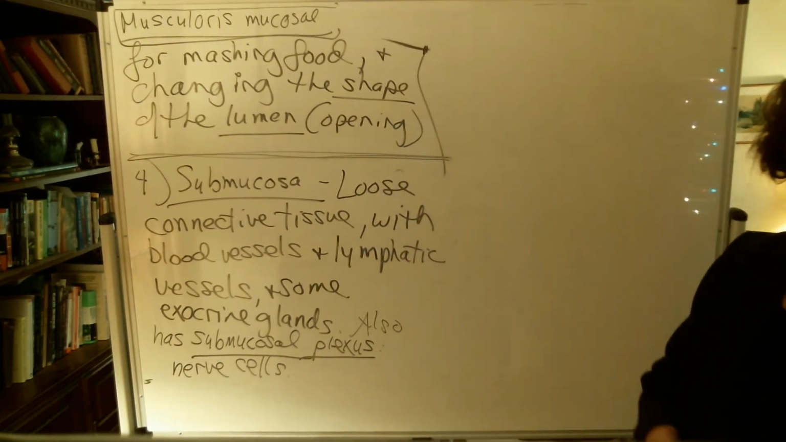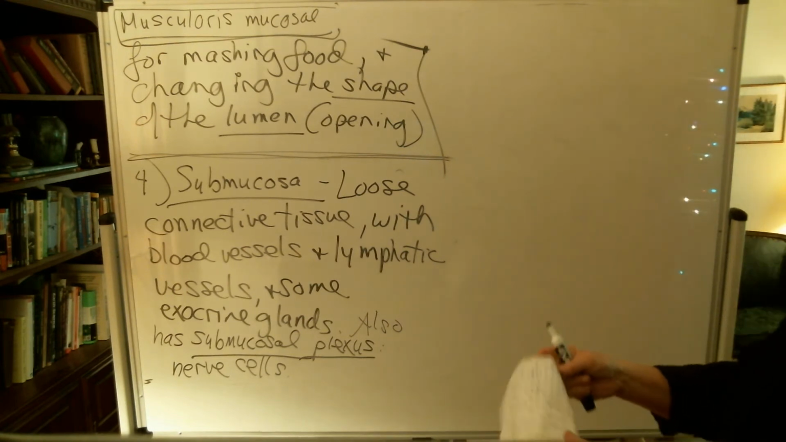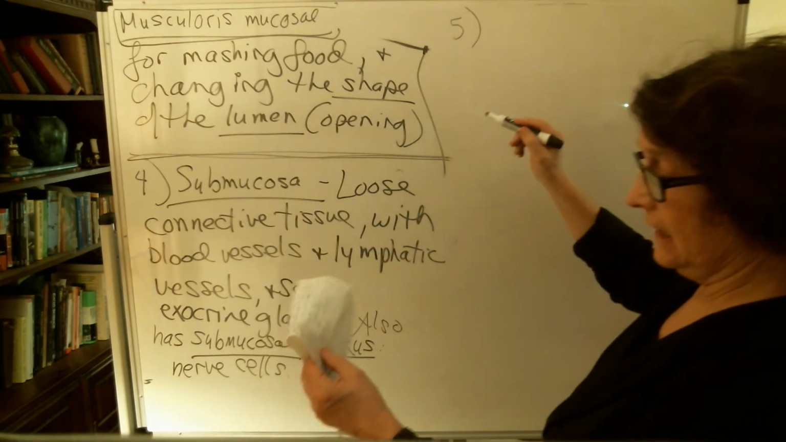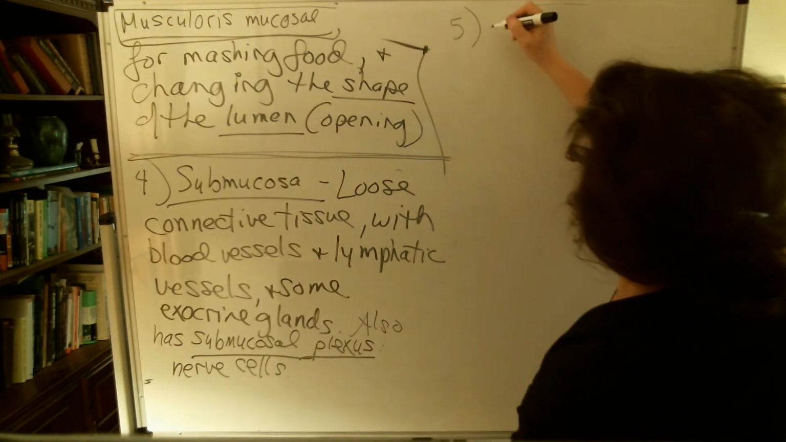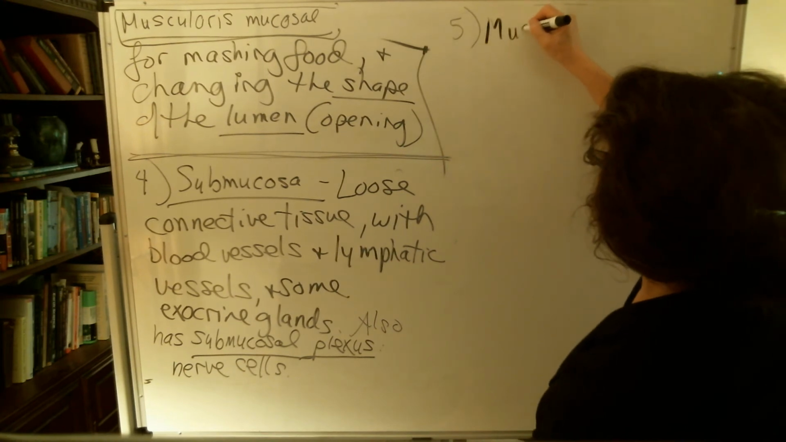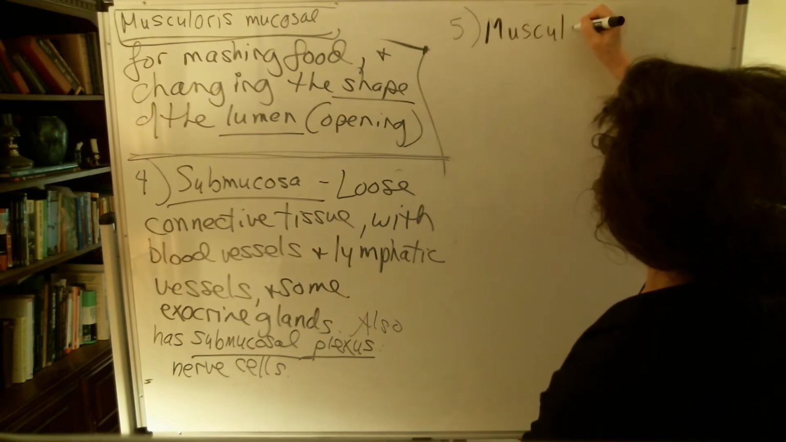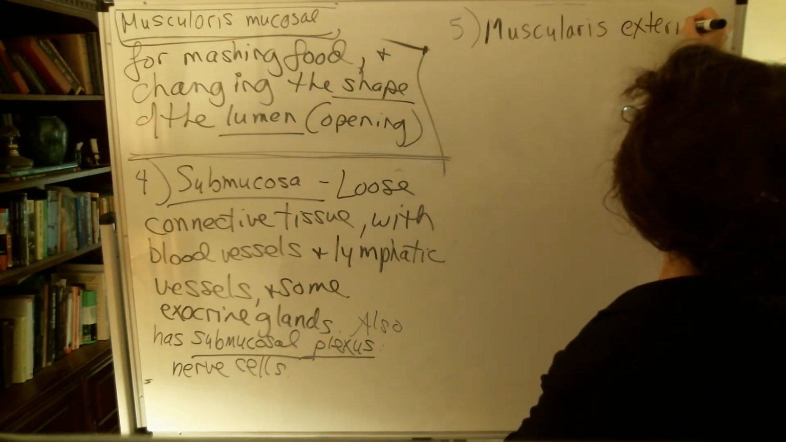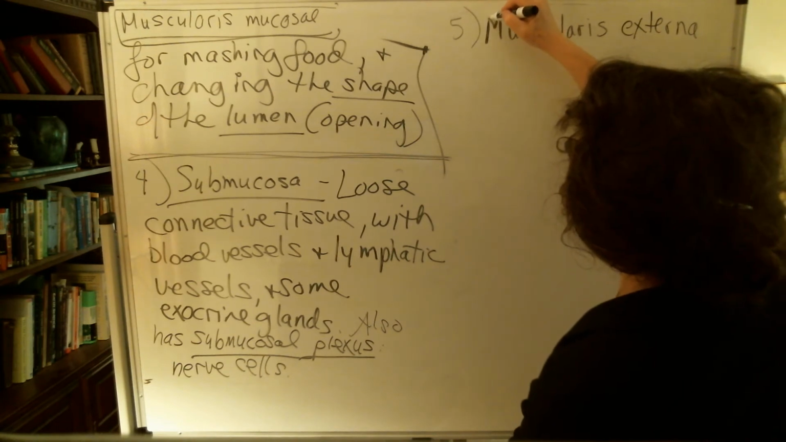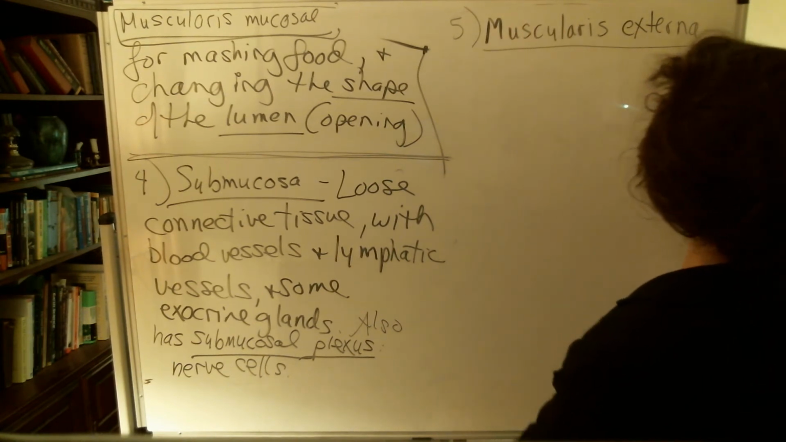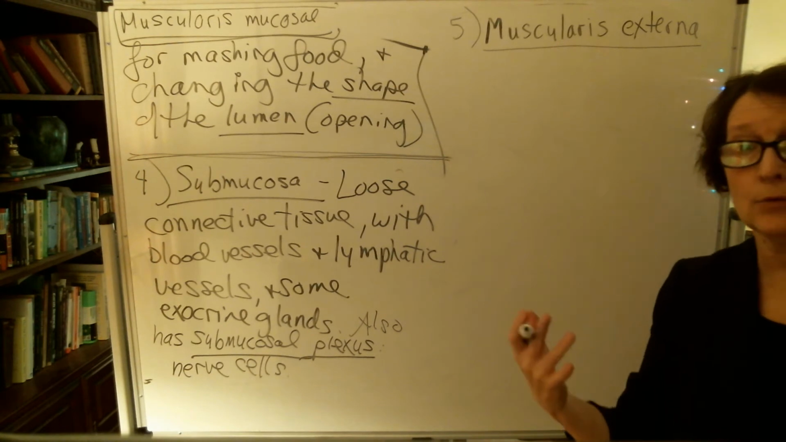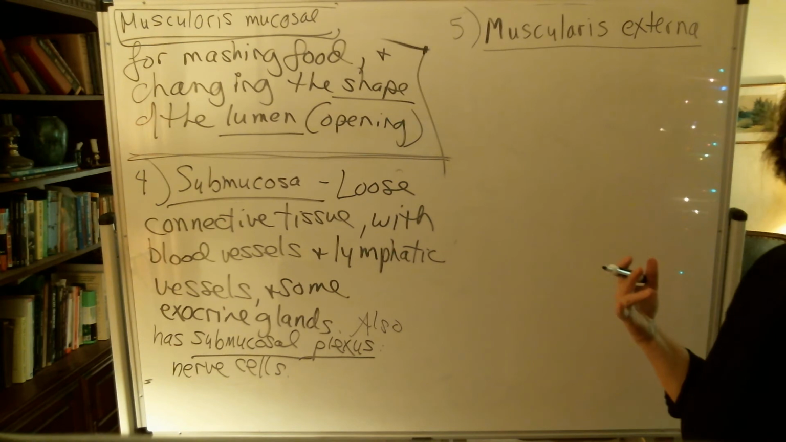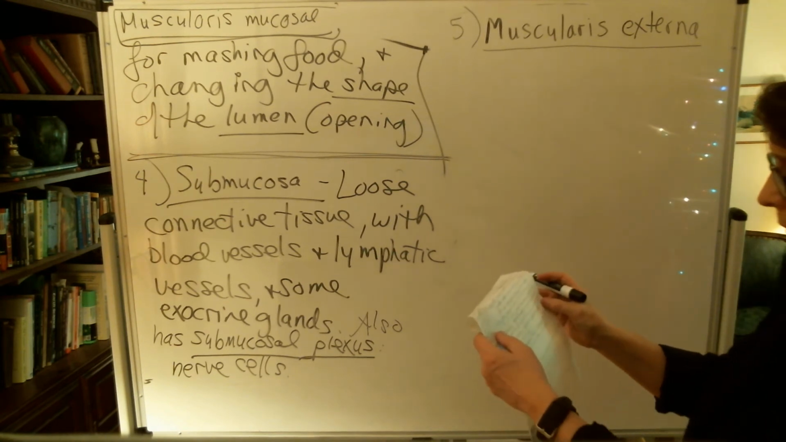All right, then after the submucosa, now we get into a much larger, more substantial layer of muscle. This now is the muscularis externa. So this is the more external, that is to say, the nearer the outside layer of muscle. This is a much more hefty layer of muscle than what we were talking about before.